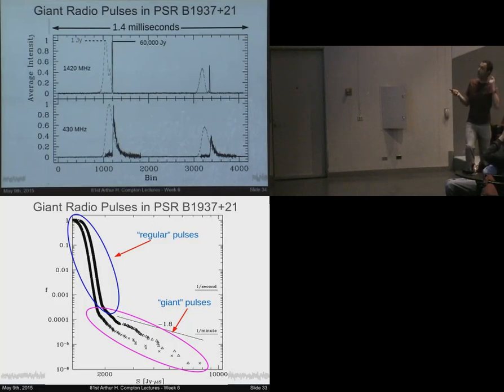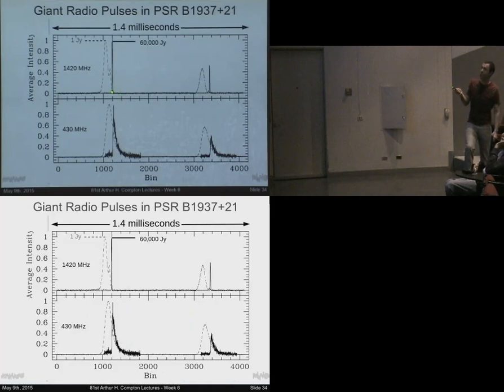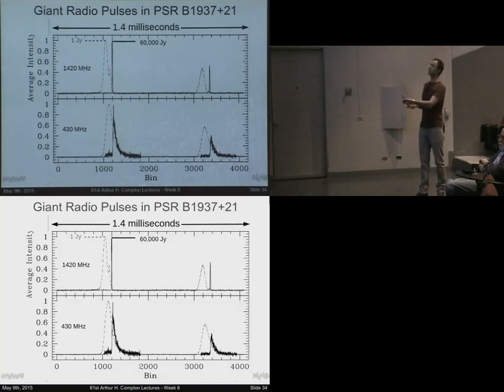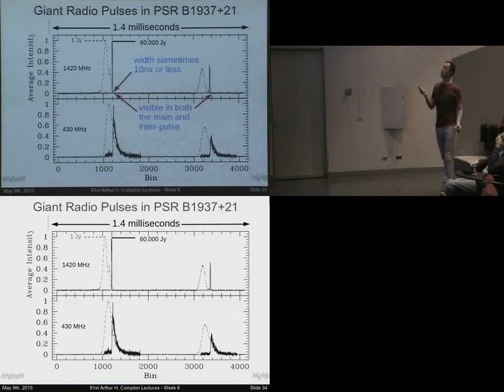One thing you'll notice is that the giant pulse occurs right on the edge of the regular pulse in both cases, and that's pretty common. It doesn't normally appear right in the middle. It normally appears either on the rising edge or the falling edge. You can see that they appear at 1.4 gigahertz and 420 megahertz, and the giant pulses look slightly different at a different frequency. The width of these can be 10 nanoseconds or less, and in the pulsars that have giant pulses, they're visible in both the main pulse and the interpulse.